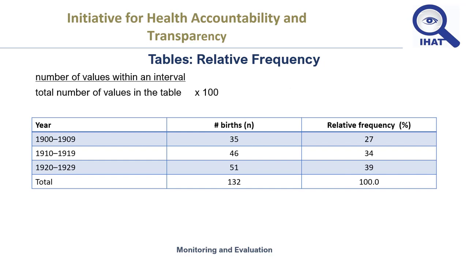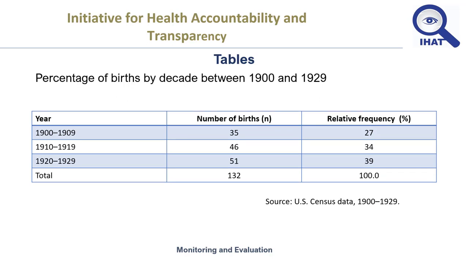This is a relative frequency table, which is based on the number of values within an interval divided by the total number of values in the table, times 100. The table gives the percentage of births by decades as indicated here. The source of data and the time is clearly stated.